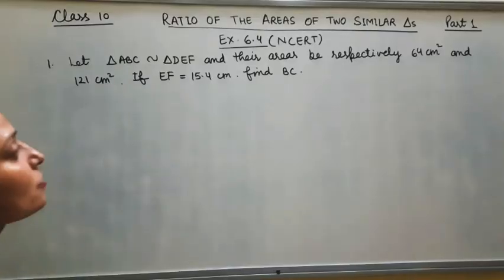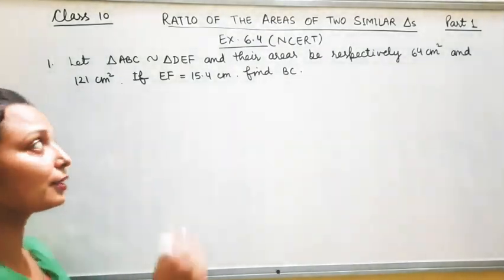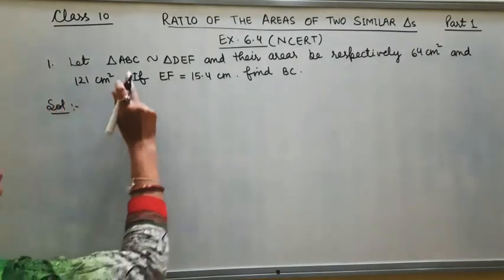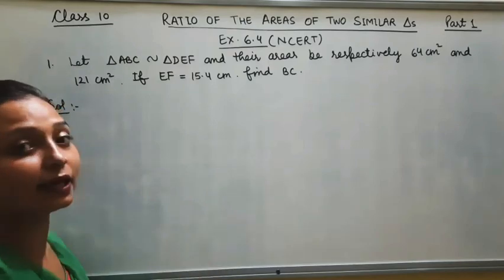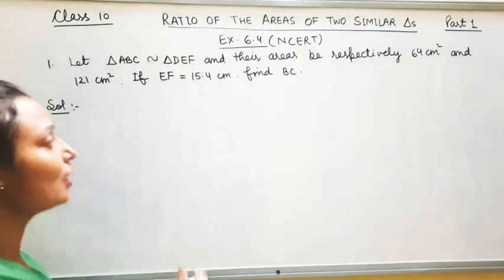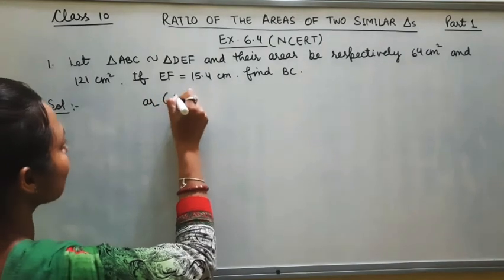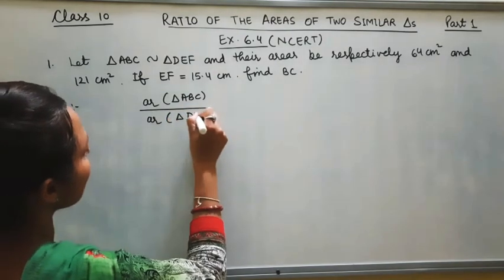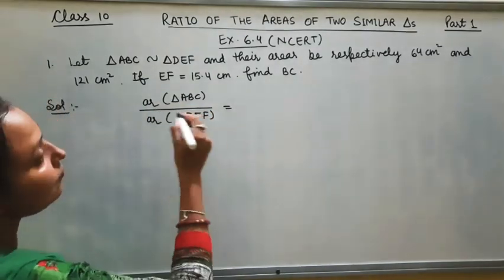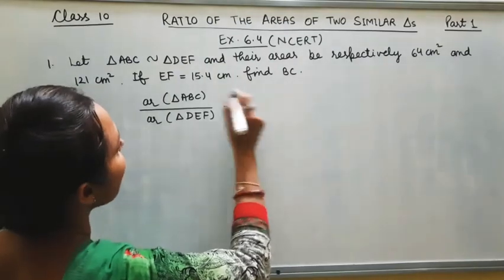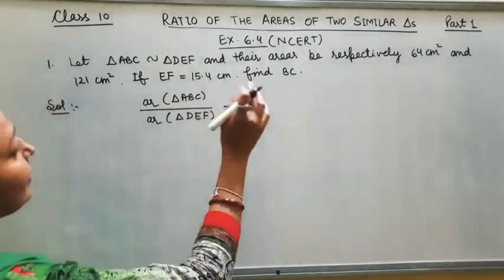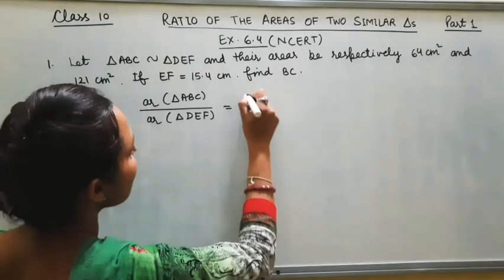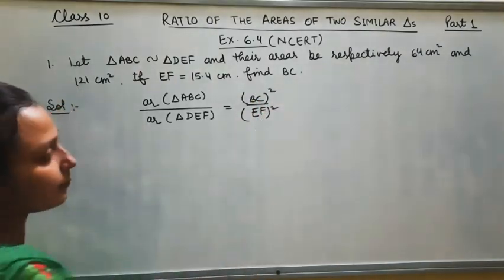Come to question number first of exercise 6.4, which is based on the ratios of the areas of two similar triangles. How will I solve it? First of all, these two triangles are similar, which means the ratio of their areas is equal to the square of the ratio of their sides. So I will write it as area ratio is equal to 64 upon 121, and the areas are these, so I will take it as BC upon EF whole square. I will take the square separately like this.